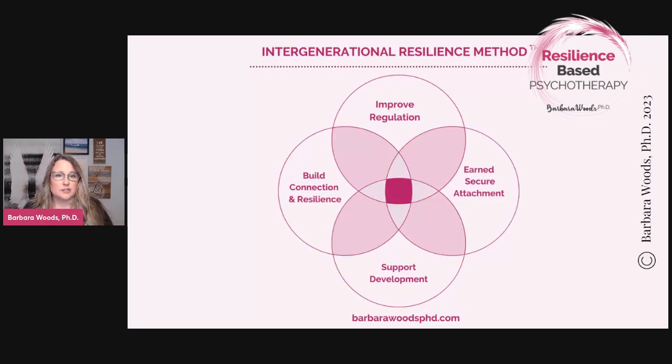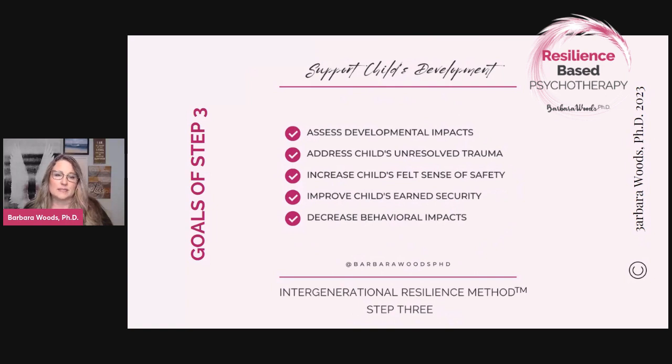So this, again, is the Intergenerational Resilience Method. First, we improve regulation. Second, we move towards earned-secure attachment. Third, we support development. And fourth, we build connection and resilience. So we're working on supporting development today. To support the development, we first want to assess any developmental impacts. We want to address the child's unresolved trauma. We want the child to have an increased sense of felt safety. We want to improve the child's earned security, and we want to decrease the behavioral impacts.